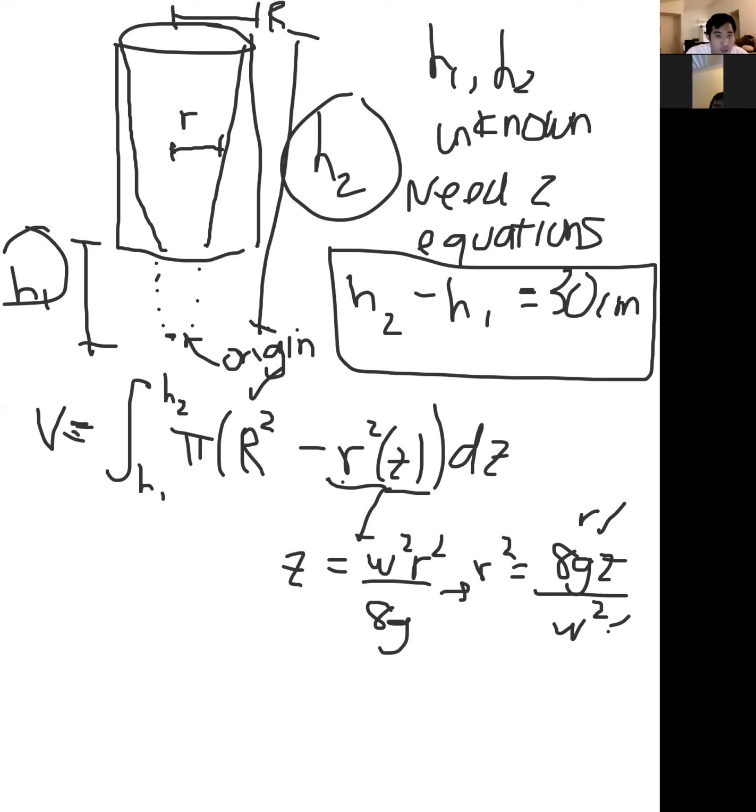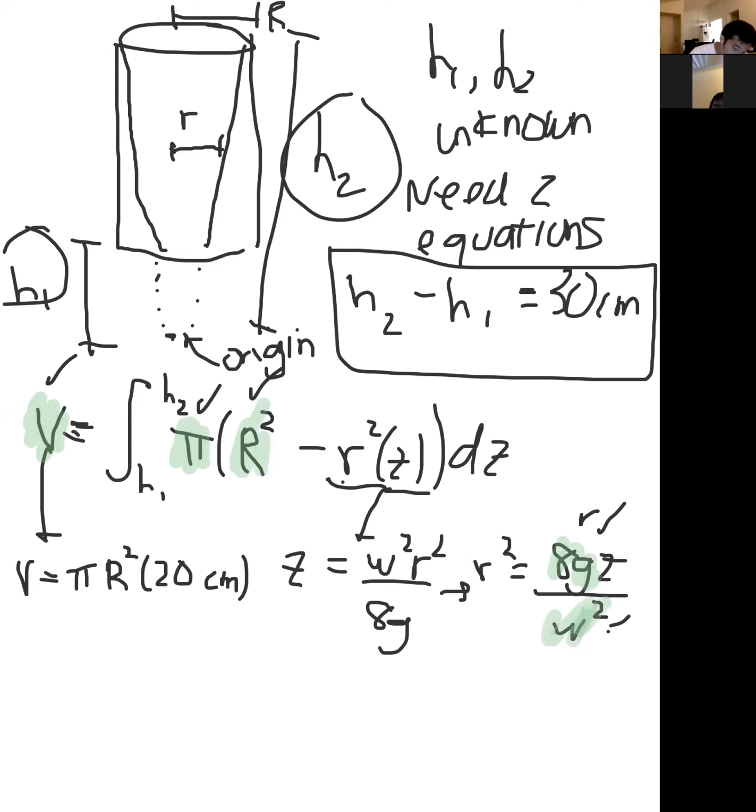You know the radius of the cylinder, which is big R. It's given to you in the problem. You know pi. And you can actually compute the original volume of water, because from the problem we know that originally the cylinder is only filled up to 20 centimeters. So the volume is going to be pi big R squared times 20 centimeters. So you know everything in this formula, and when you integrate it, you're going to have H1 and H2 pop out, and that's going to give you your second equation for H1 and H2. Combine this with H2 minus H1 equal to 30, and that should give you everything you need to solve for H1.